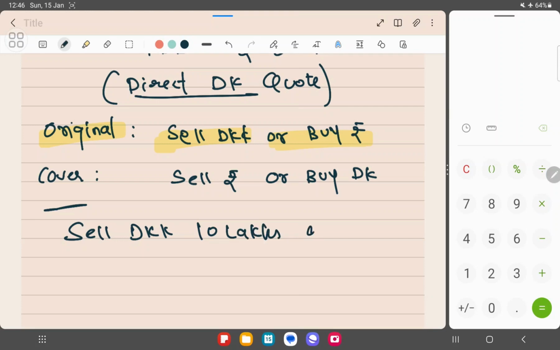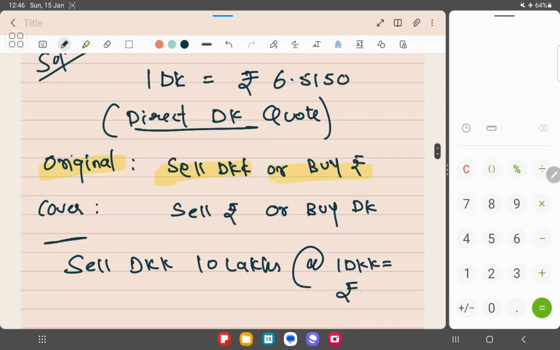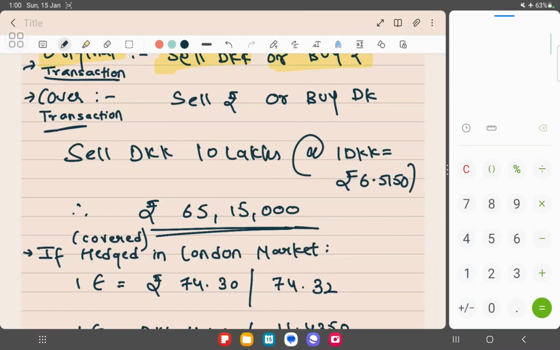10 lakhs at the rate 1 DKK is equal to rupee, how much? 6.5150. So therefore I get rupee 65,15,000. Okay, this is rupee. Now in order to cover this rupee 65,15,000, we have to sell this rupee or buy DKK. Okay, that is the cover transaction.